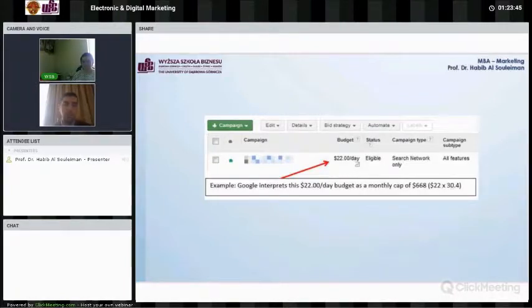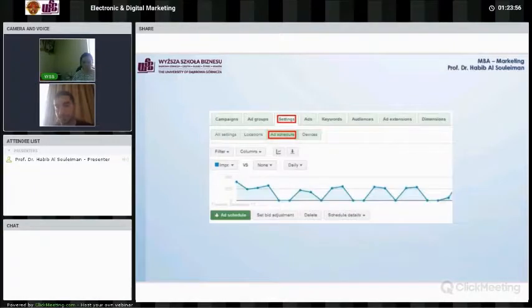This is the average Google investment per company. Here are just samples. So do not let Google decide for you how much you spend. You have to write your own budget.